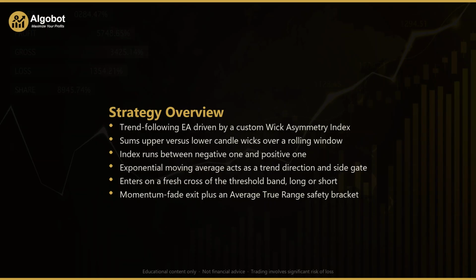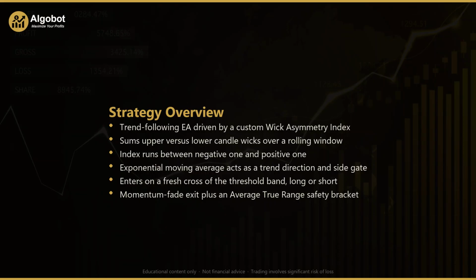At its heart, this expert advisor is a trend-following strategy built around a single custom oscillator called the Wick Asymmetry Index. Every candle on your chart leaves two rejection tails. The upper wick is the distance from the top of the candle body up to the high, a probe upward that was sold back down. The lower wick is the distance from the bottom of the body down to the low, a probe downward that was bought back up.